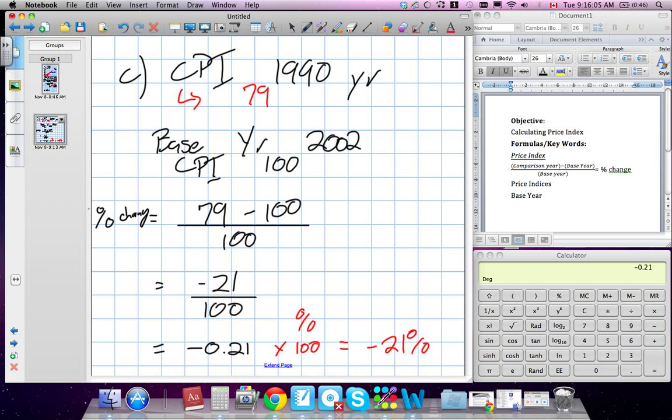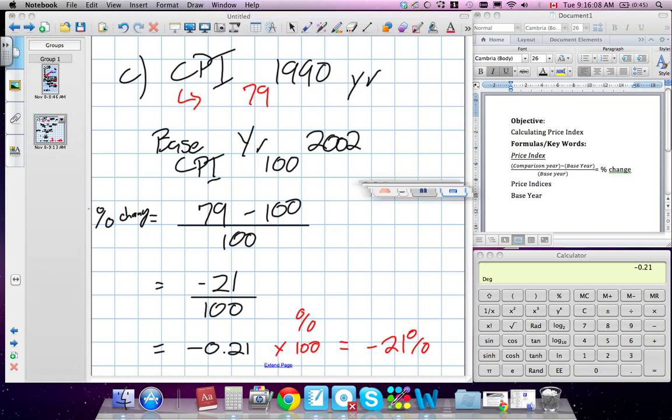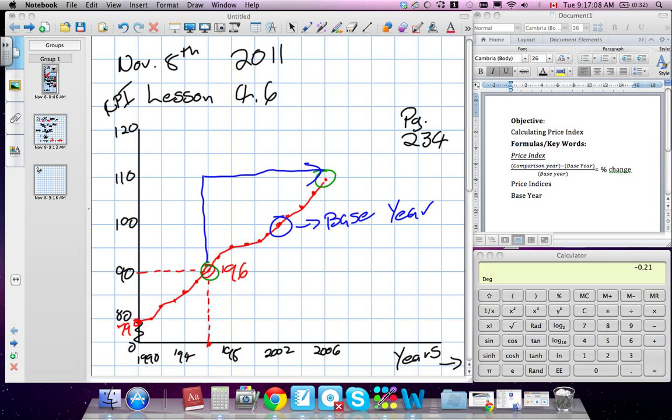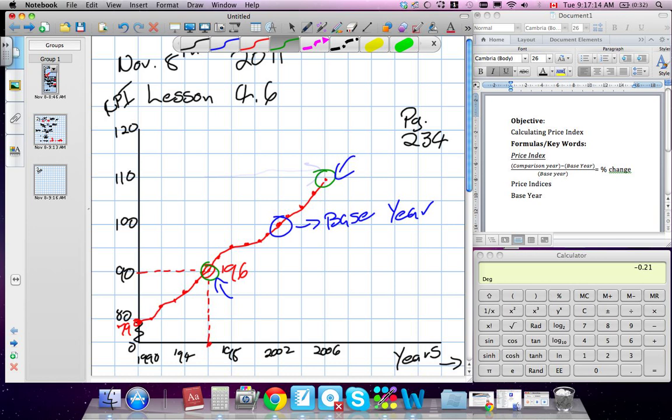So the next example we're going to do is we're going to compare the year 1996 to the year 2006. Okay? So my CPI in year 2006 looks like it's about 109. Okay? And that's in year 2006. We can write that as a coordinate. Our X value is 2006. Our CPI is 109 in that year. In the year 1996, we look like we have 96. Oh, sorry, I should say 1996. The CPI is 90, okay?